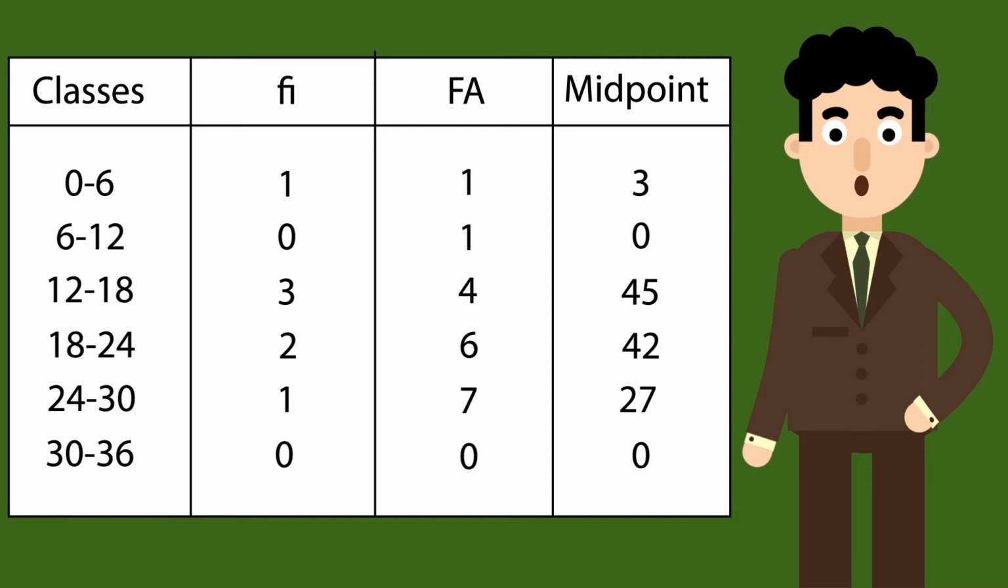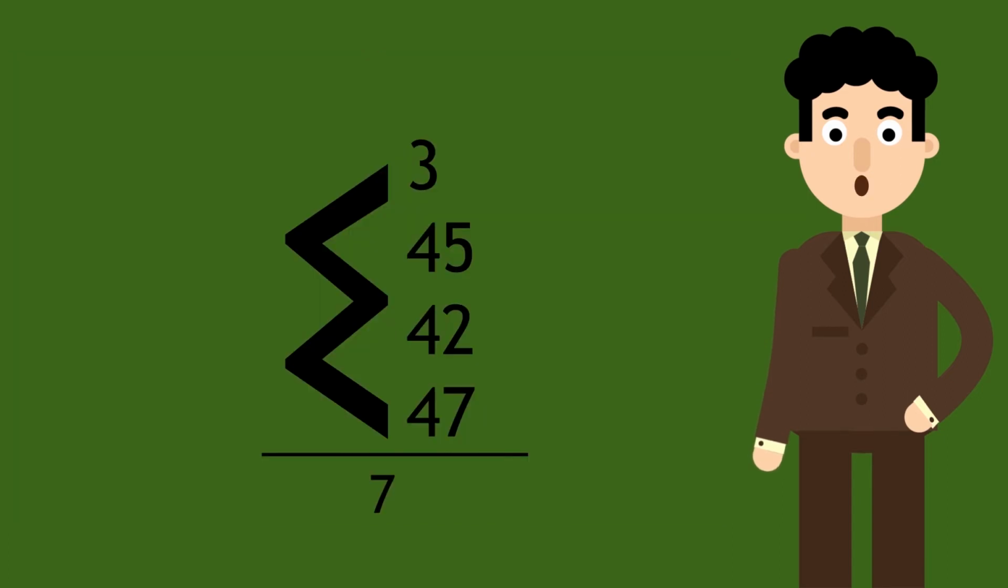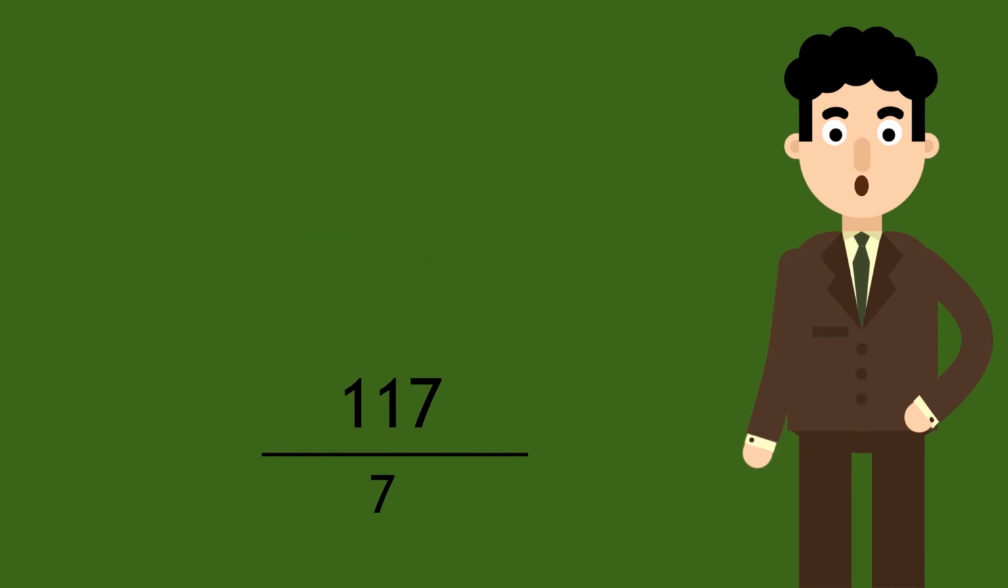So we are going to do the same steps for the next classes. Now we have already gotten the midpoints of each class. We are going to sum them. Now we are going to apply our formula. We are going to sum all the numbers that we have already calculated, and then divide it by the total of the frequencies, that is 7.